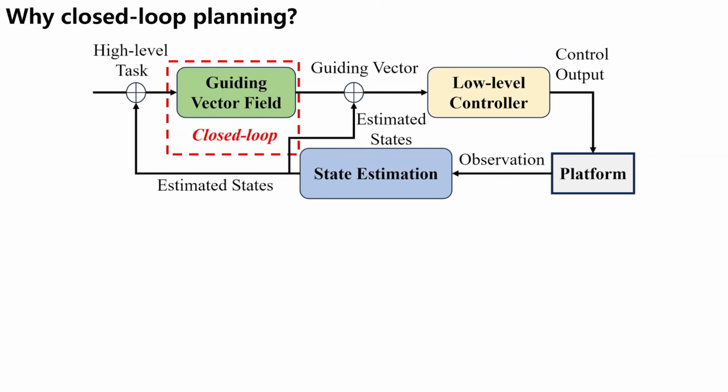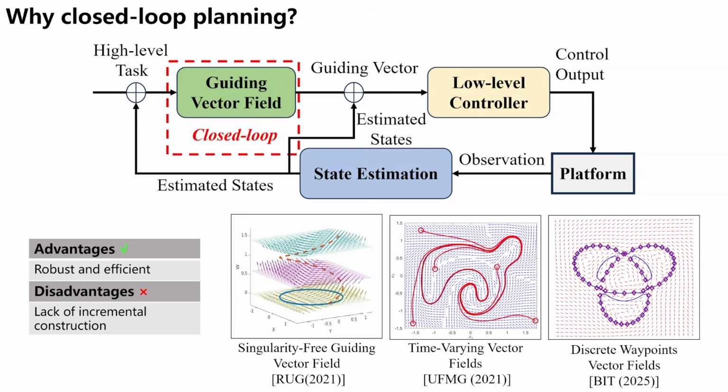Naturally, we would like to transform planning into a closed-loop process. A typical closed-loop idea is the guiding vector field. It generates guiding vectors based on a reference trajectory. This allows the robot to continue along the trajectory when it is on the path and to return to the trajectory when it deviates. Thus, state feedback of the robot is reflected in the high-level planner. Nevertheless, existing guiding vector field methods are limited by trajectory representations and related factors. They cannot be incrementally constructed in unknown and complex environments.